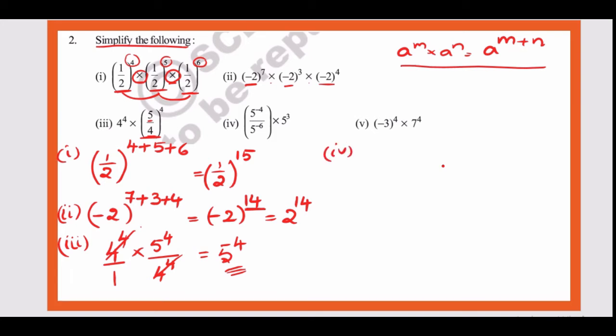Now let us move on to question number 4. In question number 4, if you observe, here 5 and 5, both the bases are the same but the exponents are different.